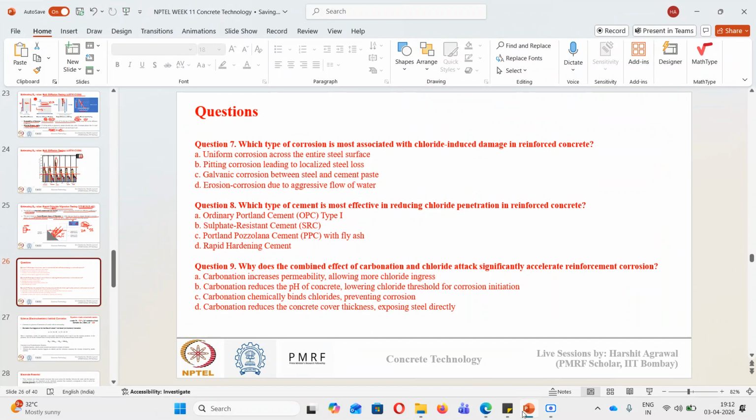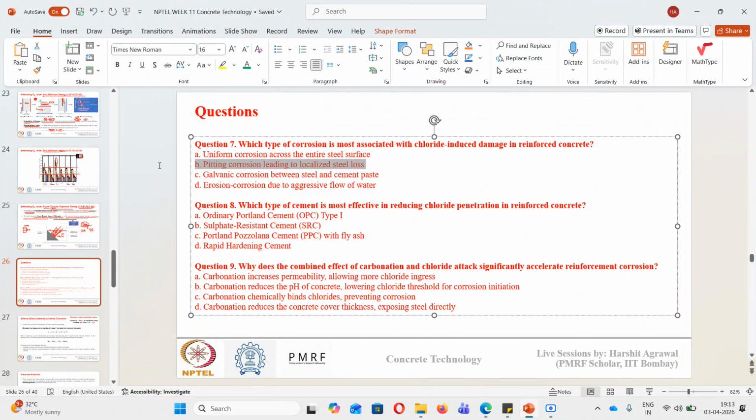So question number 7 says, which type of corrosion is most associated with chloride induced damage in reinforced concrete? So what type of corrosion will occur on the steel surface? Whether it will be a uniform corrosion or a localized corrosion. So, pitting corrosion. Yes, the correct answer is pitting corrosion.